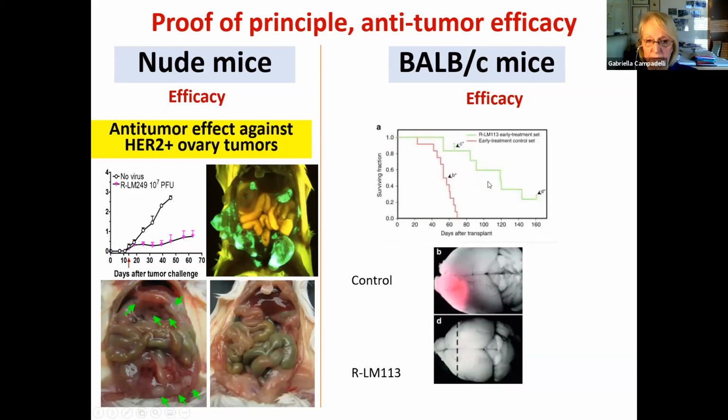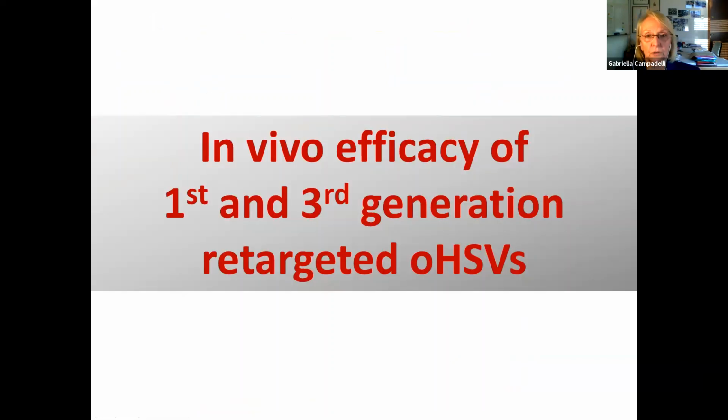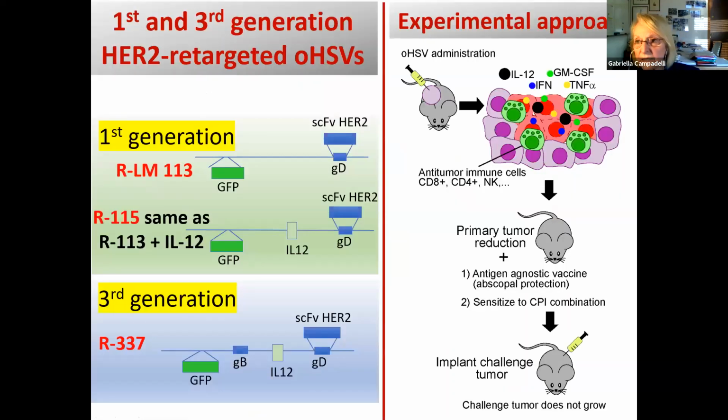another model, the glioblastoma model. Here the tumor is implanted in the brain, and the tumor carries a red GFP. When it is treated, the tumor does not appear. So I want to go to my last 3 slides. And I want to show you the efficacy of our first viruses that we call the first generation, and the last viruses that we generated, which are the 3rd generation.